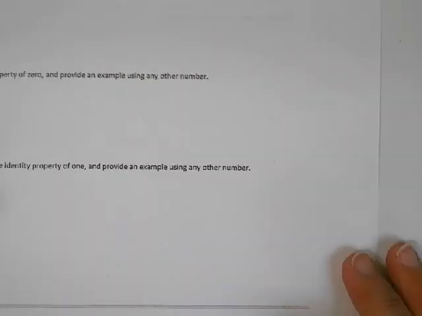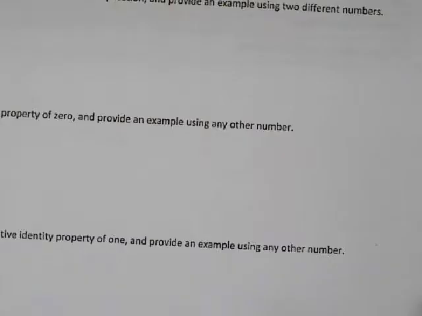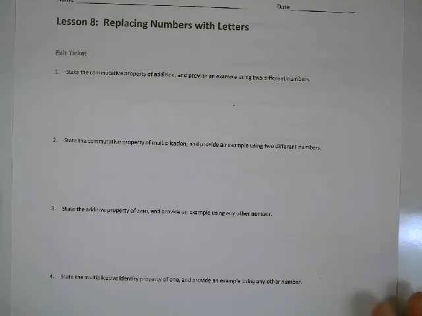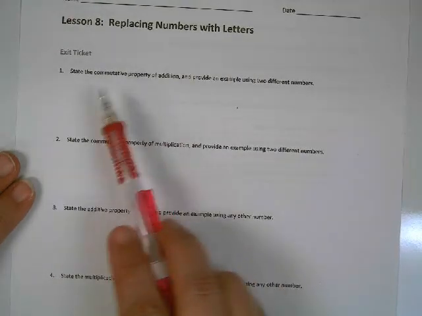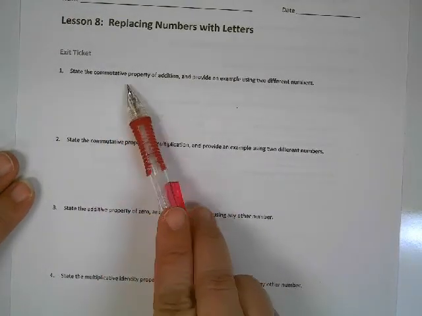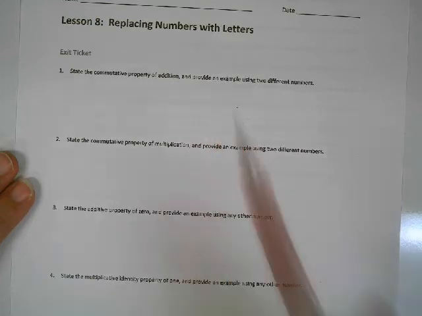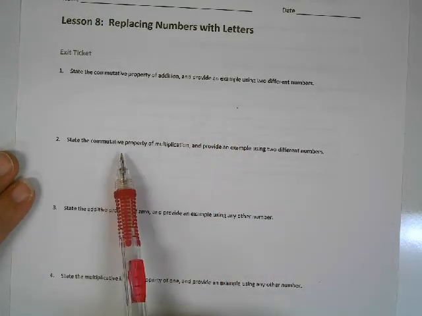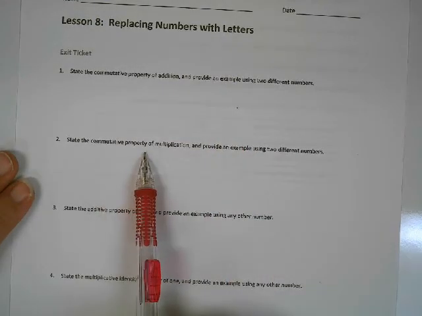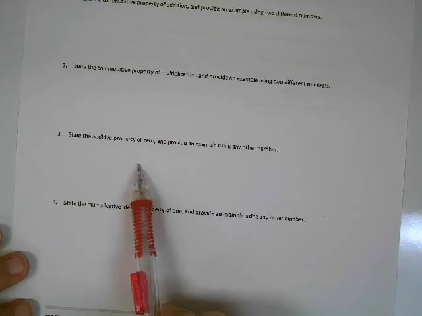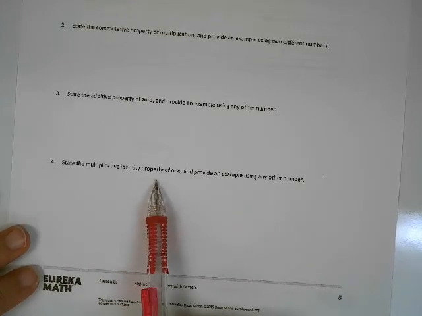Okay, that's it for the lesson. Let's go ahead and take a look at today's assignment. For today's assignment, you are going to complete the exit ticket. The exit ticket, they want you to state what the commutative property of addition is and provide 2 examples. For number 2, you're going to do commutative property of multiplication again with examples. For number 3, you're going to do the additive property of 0 and then the multiplicative property of 1.